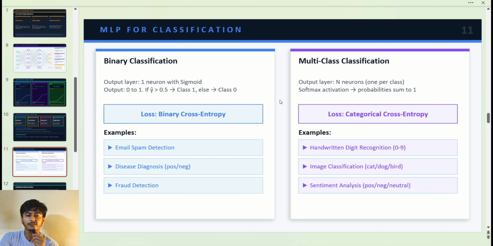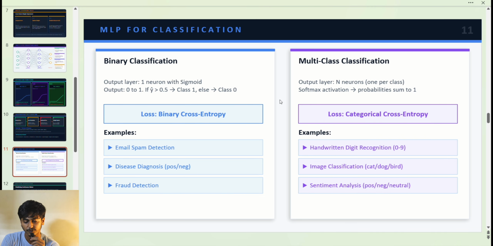On the other hand, multi-class classification addresses more complex scenarios like recognizing handwritten digits or sentiment analysis. In this case, we use a softmax activation layer across multiple neurons, ensuring the total probability sums to 1. The choice of loss function is critical here. Binary cross entropy for two classes and categorical cross entropy for multiple classes.